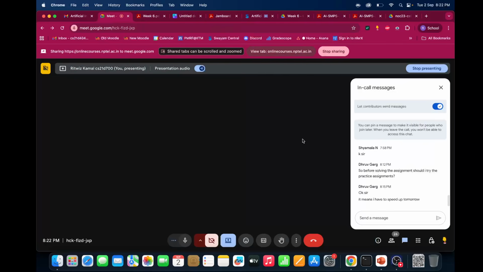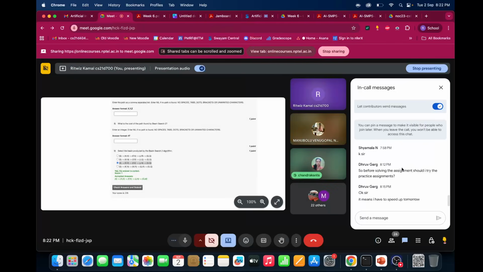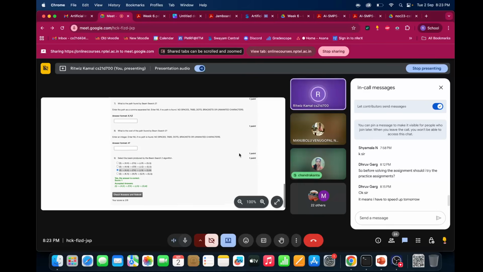Any other doubts? Excuse me, sir, I have a doubt regarding this tree only. Can you solve this second one, sir? I think Shiva has been waiting for a long time, so maybe we can address his query first.